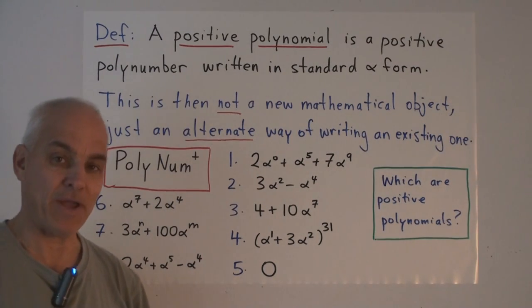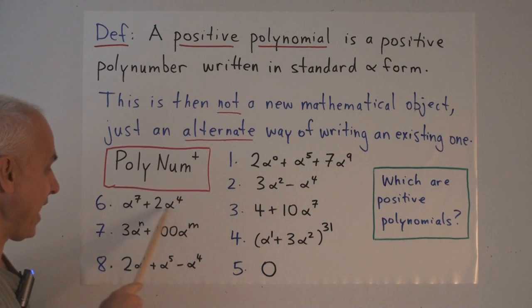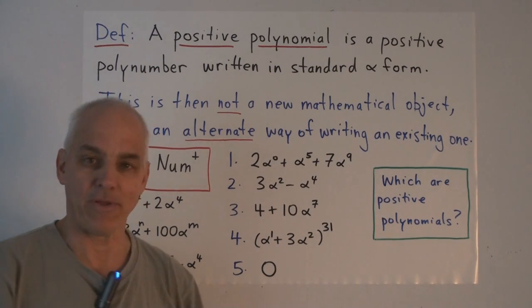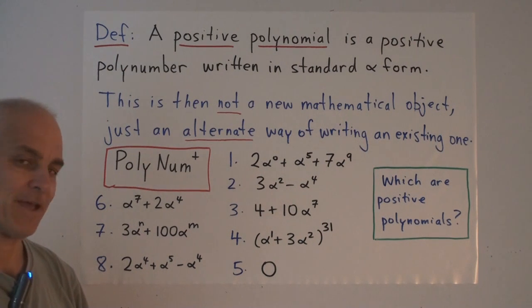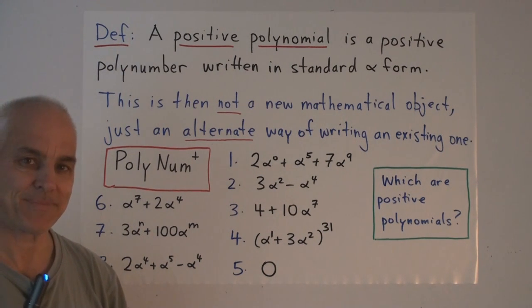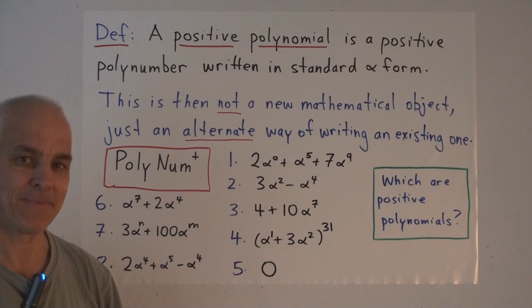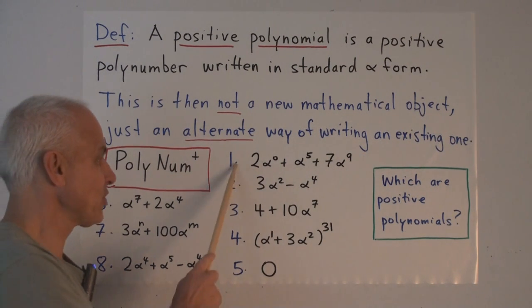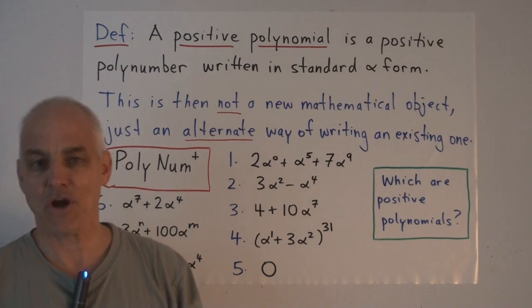So please stop the video now and have a look at these 8 examples and try to figure out which of these are positive polynomials. All right? Have a think. Okay, so the answer is only one of them. The first one is a positive polynomial and the rest are not.